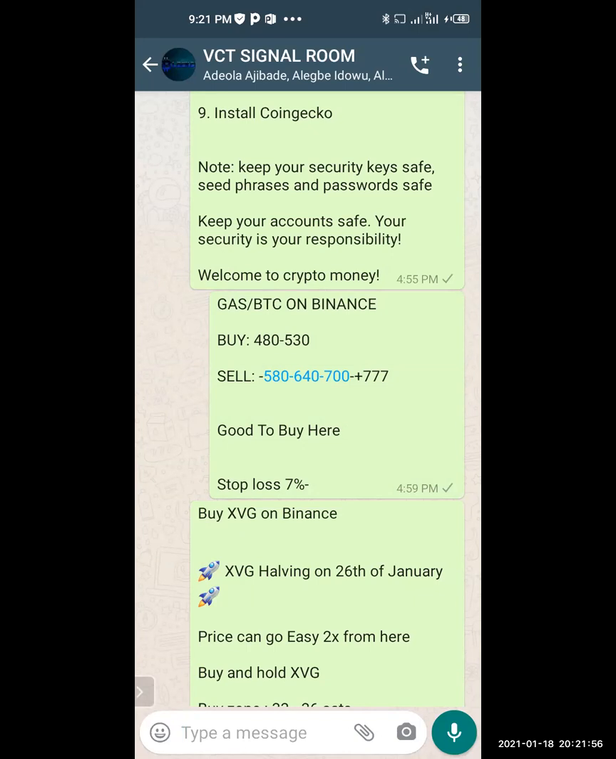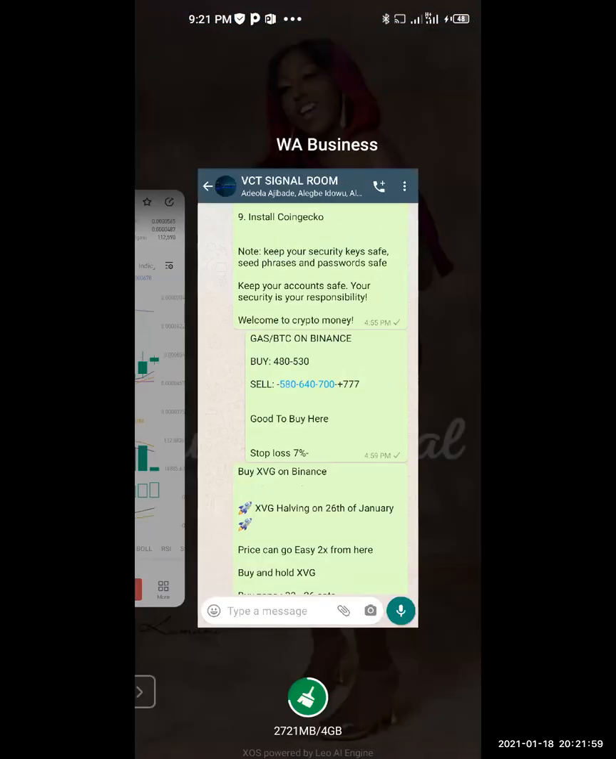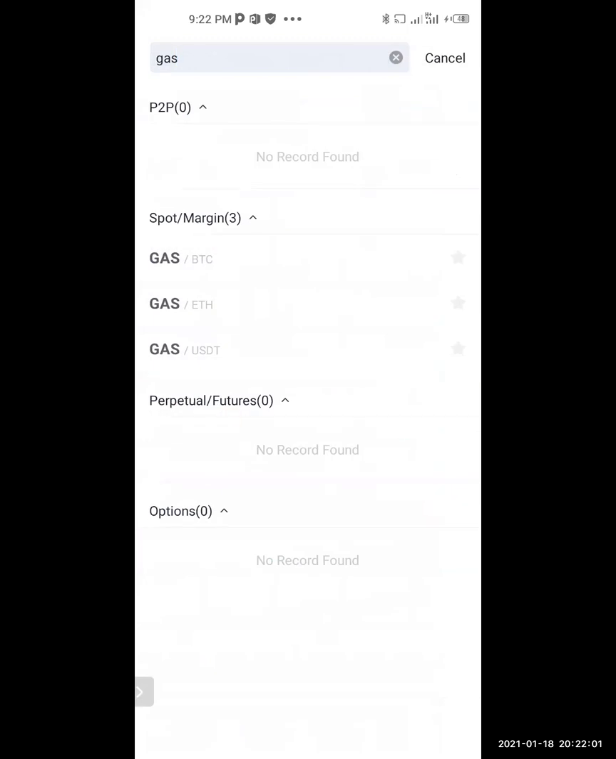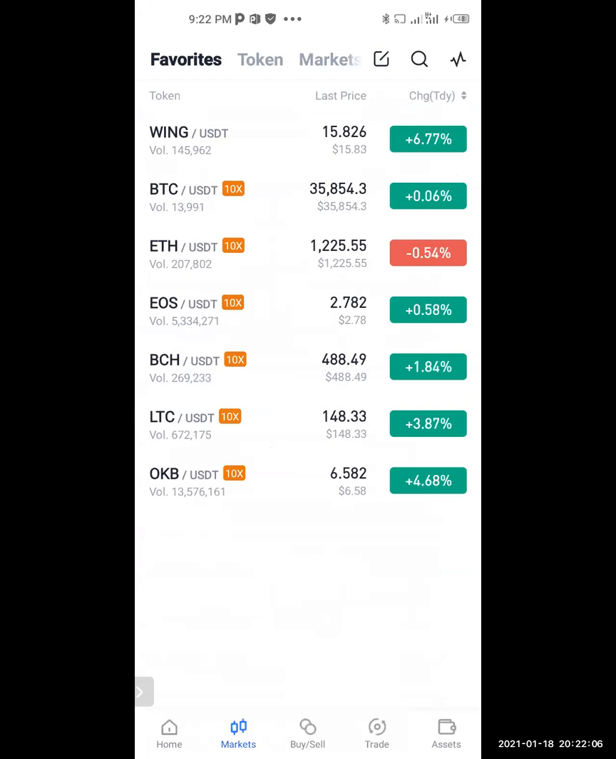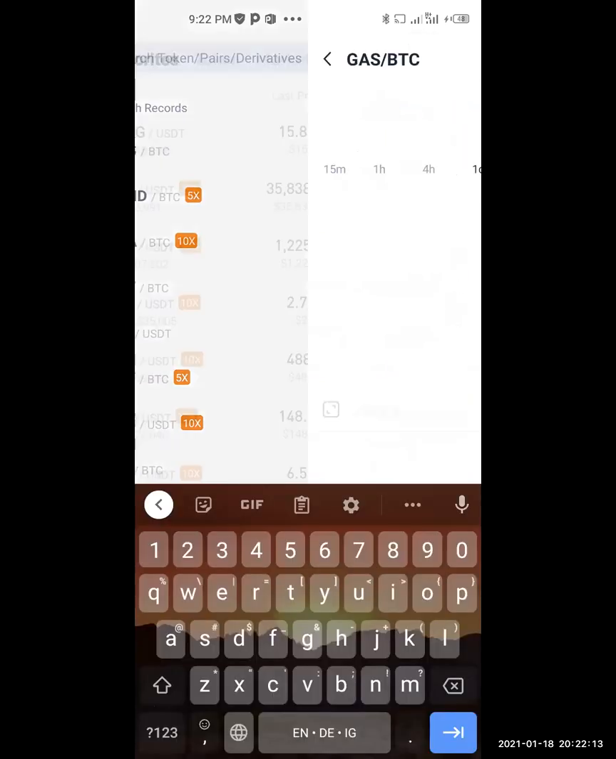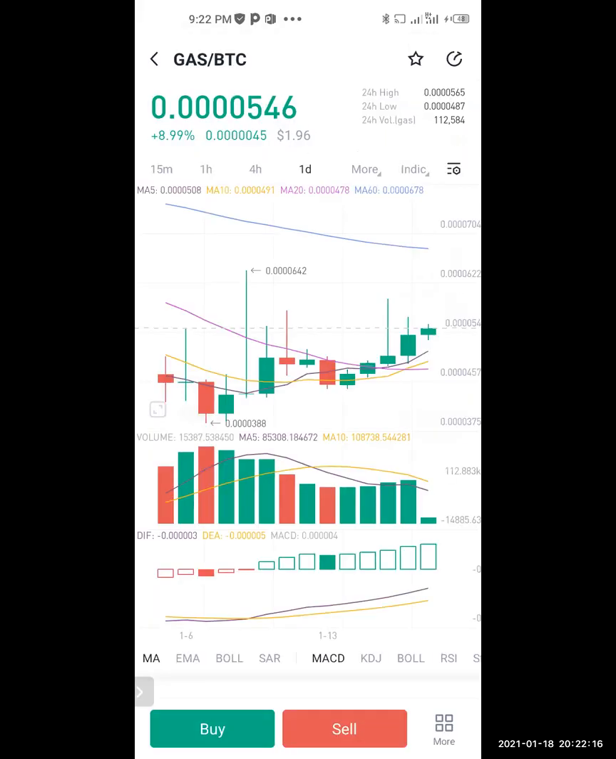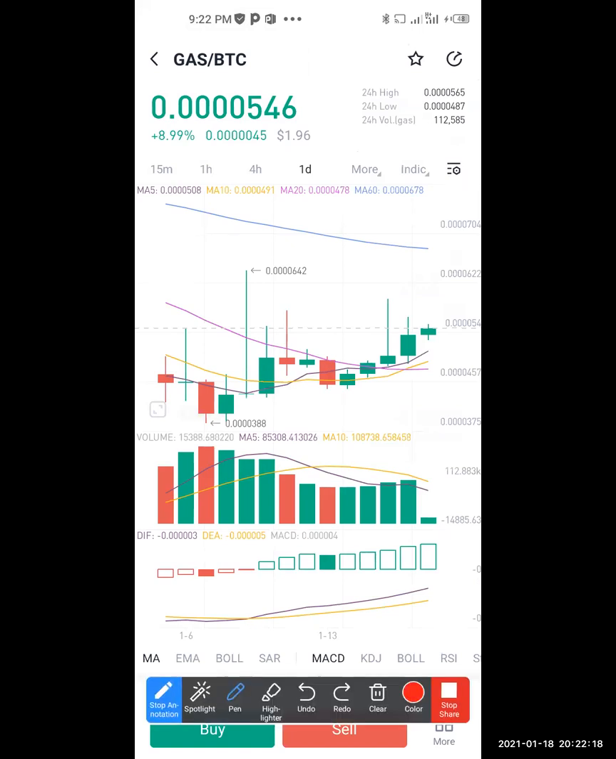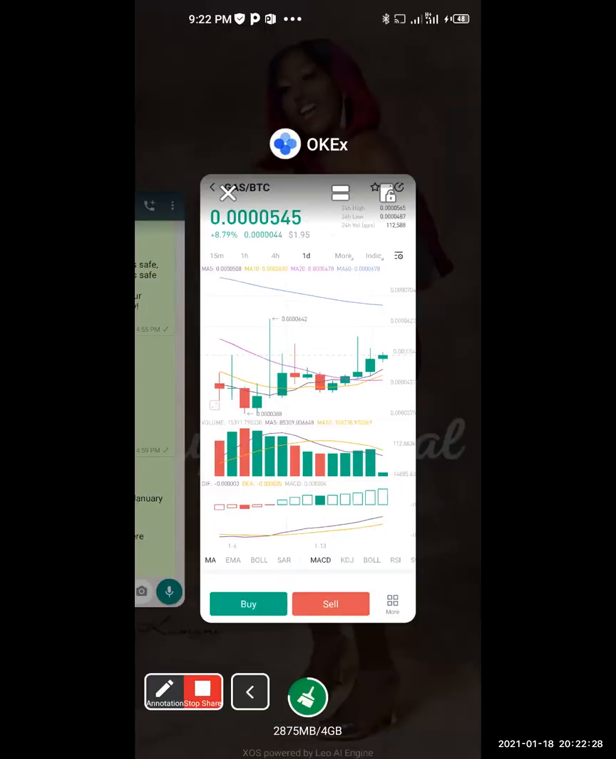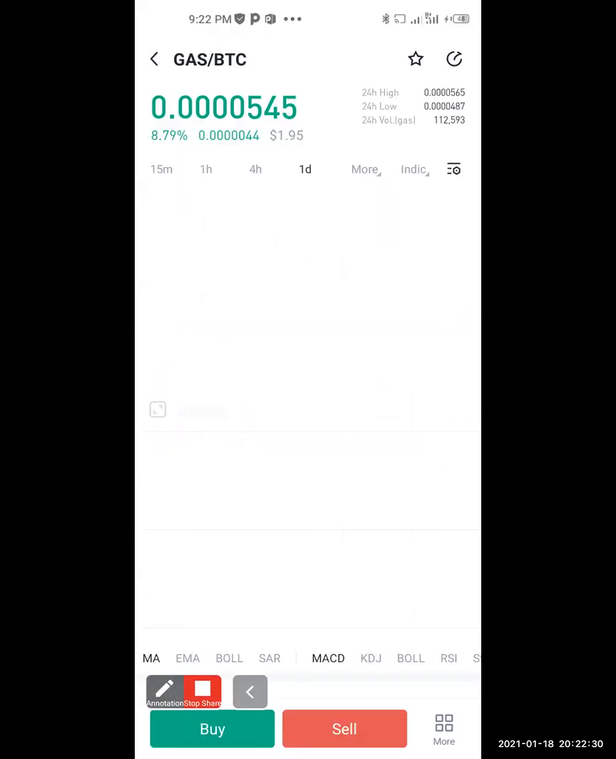So when I say buy GAS between 480 and 530, the first thing you should do is come to this. It also works for Binance too. I'll explain Binance tomorrow. You search for GAS, and then you check the Satoshi price and see if it is within the range given to you in the signal. If it's within the range given to you in the signal, you now click on buy.